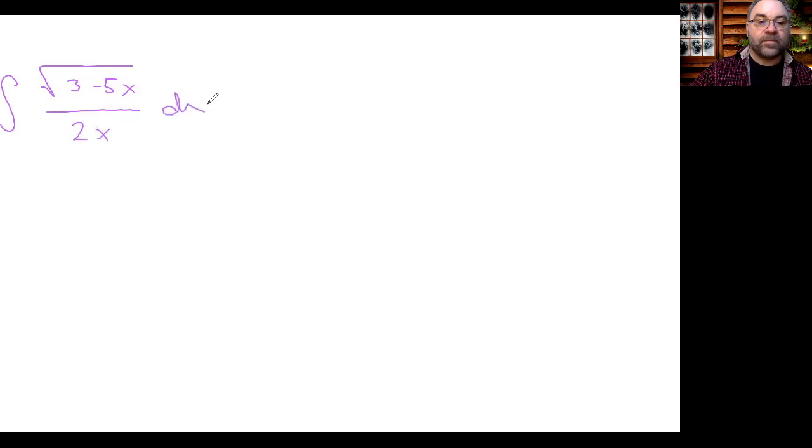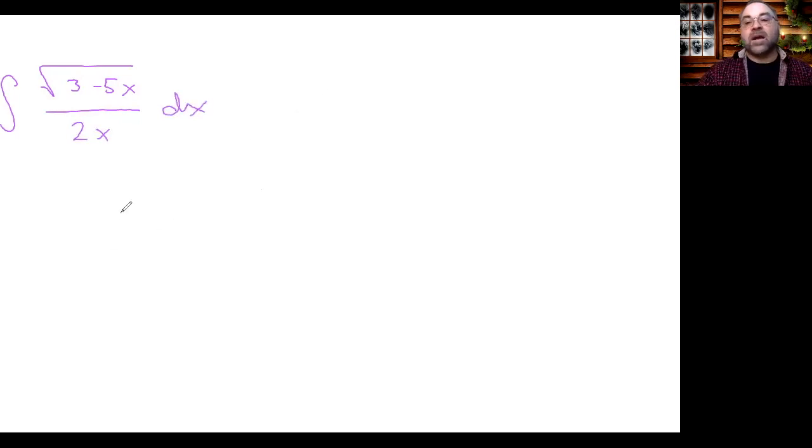I wanted to jump ahead to the reduction formulas and then the special substitution for sines and cosines, because when we have those integrals that don't quite match up, it'll be interesting to see how you put them together. So I've got the integral here, square root of 3 minus 5x over 2x dx.